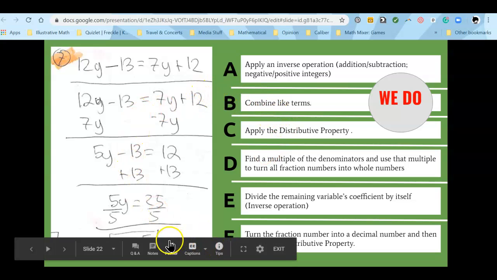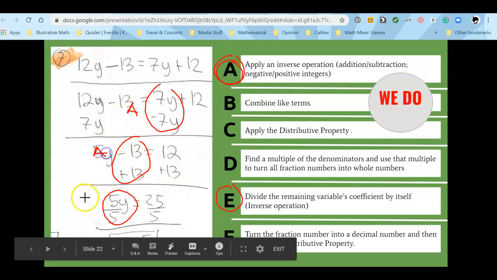Once again, A, E. Notice A, E, A, E. So we kind of notice what's happening applying inverse operations. We're going to end this video and we'll go into our last two different types of equations that we're going to be working on, okay? All right, so let's end this.